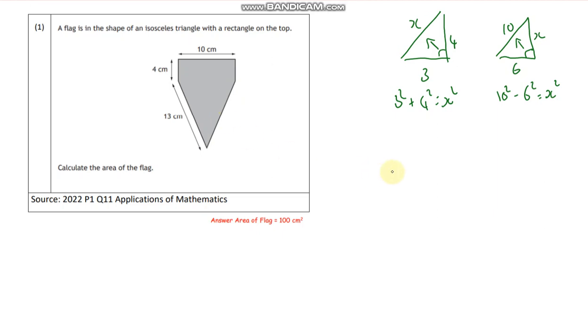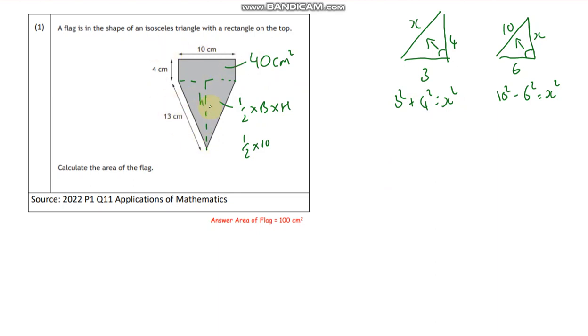So let's crack on. Calculate the area of the flag. Well, I know this area in here is just going to be 40, 10 times 4. Easy enough. But I now need to know the area of a triangle. The area of a triangle is a half times base times height. So I could say, well, the base of that triangle is 10, okay, half times 10. There we go. But the height isn't 13. The height is this value I've shown in here.